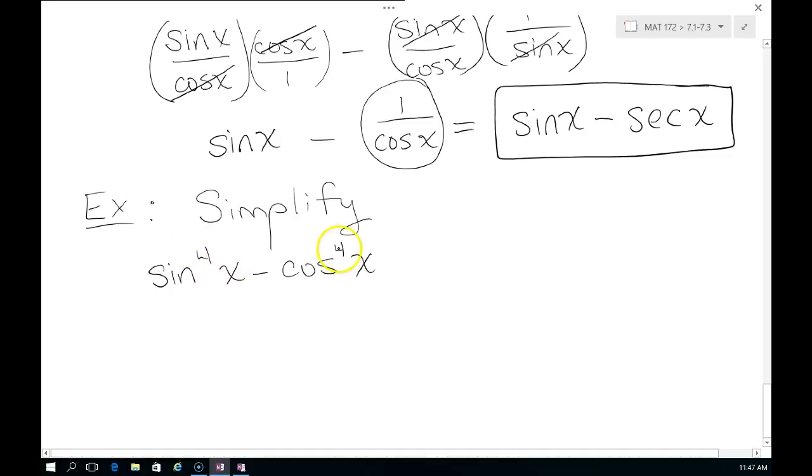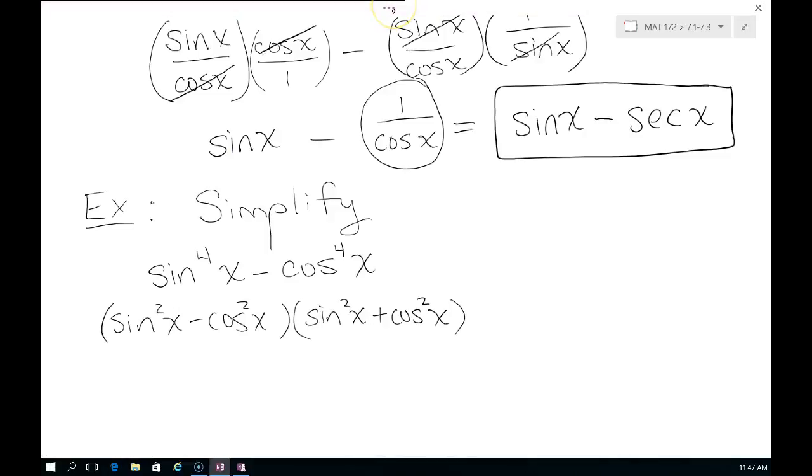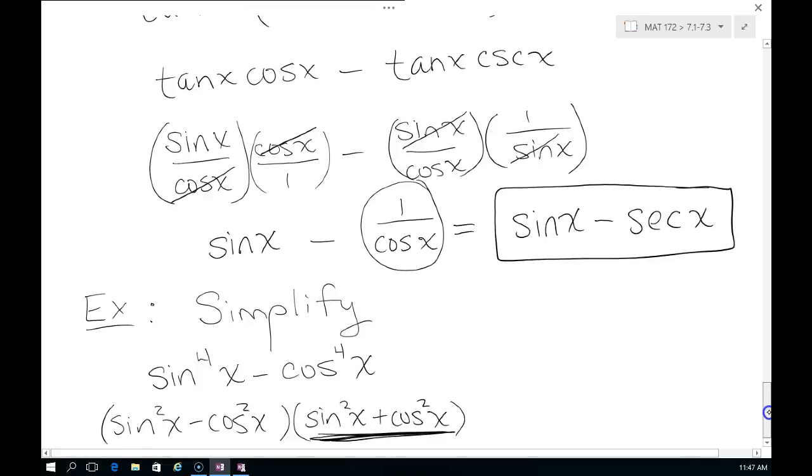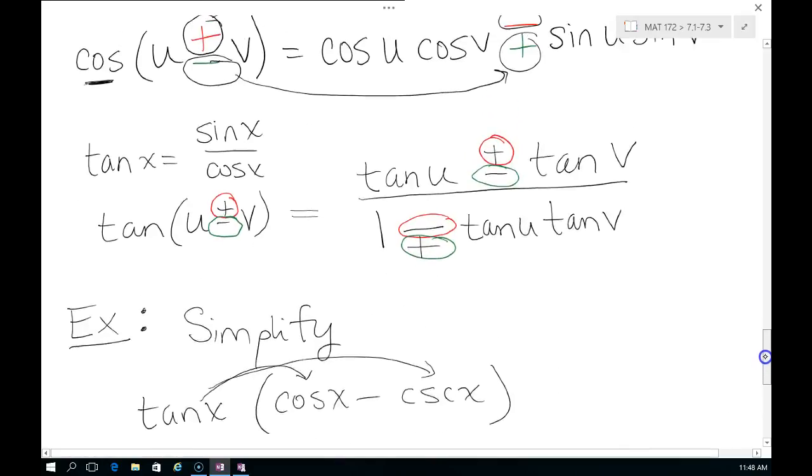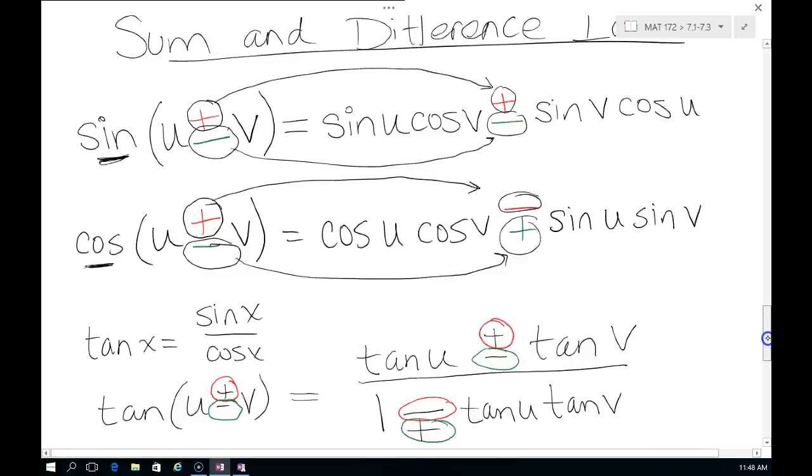Even though those aren't exactly squared powers, they are even powers, which means I can split them in half and do one with plus and one with minus. So this is sine squared x minus cosine squared x, times sine squared x plus cosine squared x. And now I'm going to go back up towards the top because this is an identity. Sine squared plus cosine squared. This is where we can replace something because there's an identity that says it has a different value.